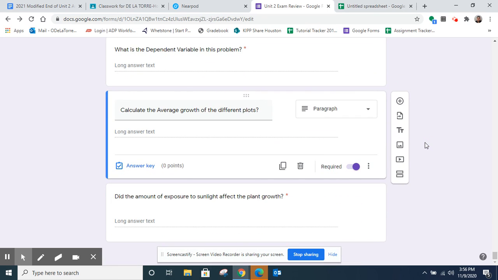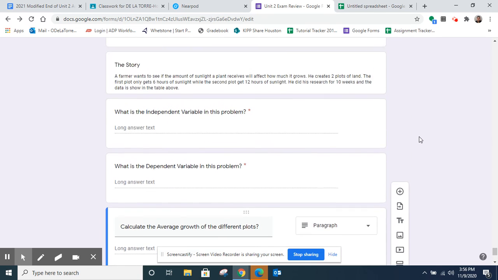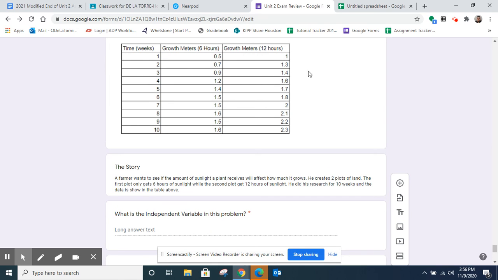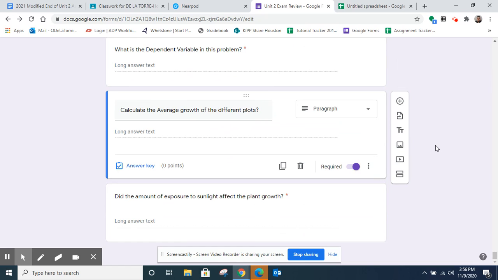Did the amount of exposure to sunlight affect the plant growth? I would say yes, because literally plot number 2 grew 1.5 feet more than plot number 1 did. But with that being said, guys, that is the end of this review.